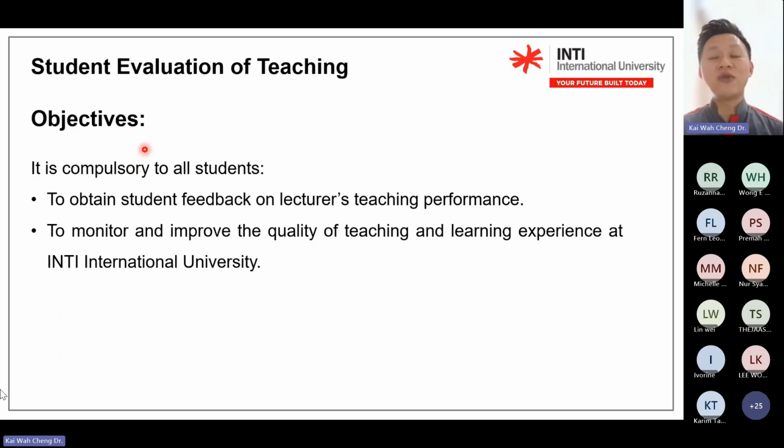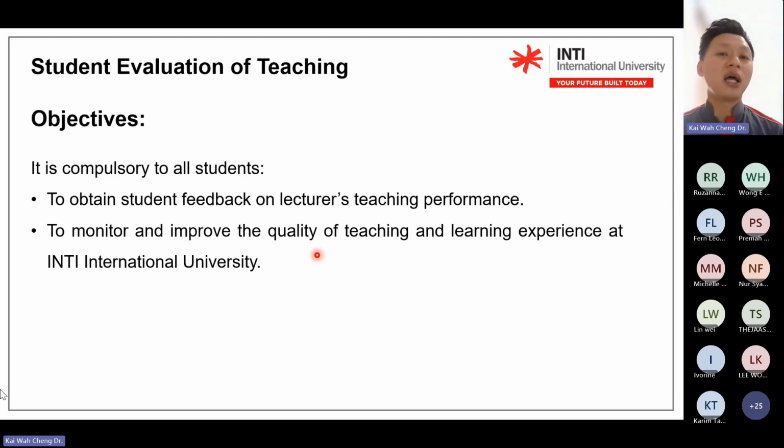So what is this for? We have 2 objectives. Number 1, to obtain students' feedback on lecturers' teaching performance. So this is a platform for you to give some suggestions for us to do better in the subsequent modular terms. Number 2, to monitor and improve the quality of teaching and learning experience at INTI International University. We are one of the members of INTI International University. Of course, we always hope that this university progresses better and better, right?